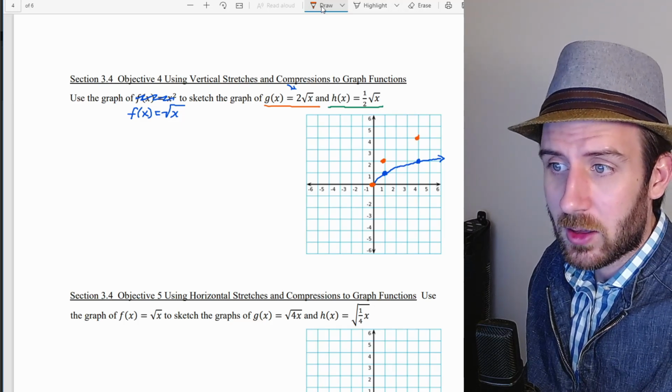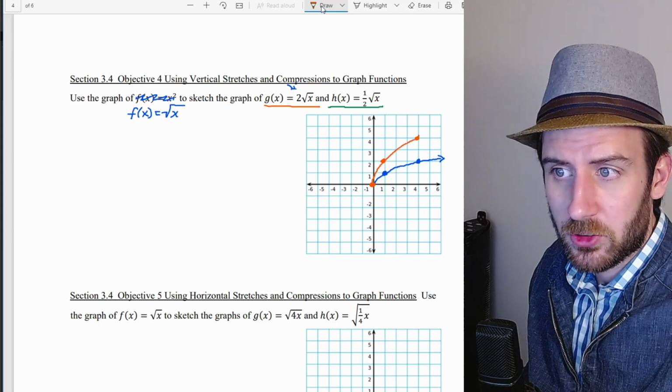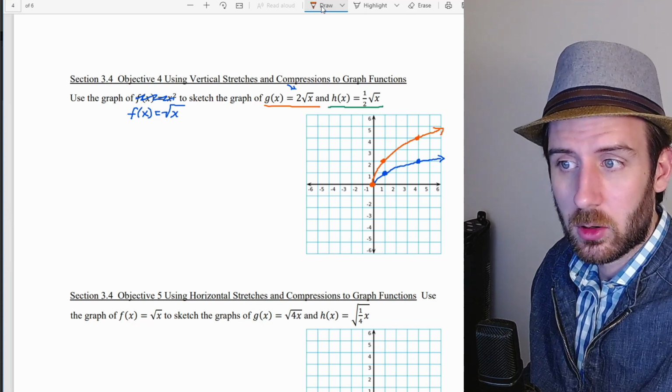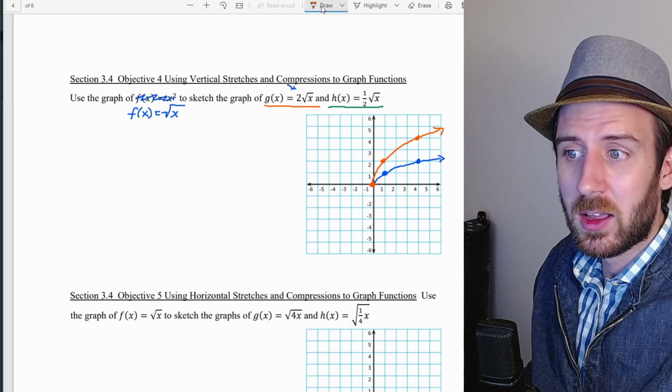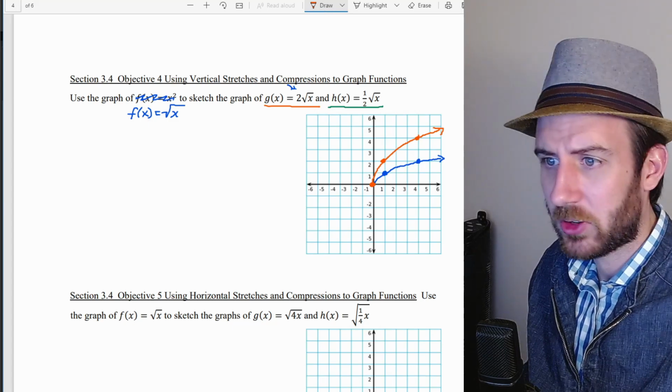So it looks like I haven't shifted anything. Instead, I'm just kind of growing faster. Okay, that's kind of interesting. So that's the effect of multiplying by a number: my heights are going up at a faster rate. I think that makes sense.